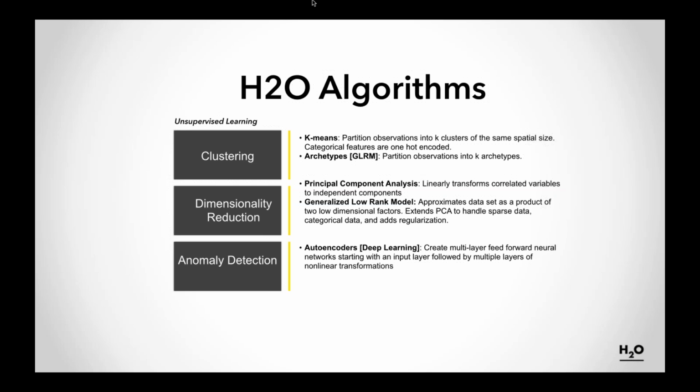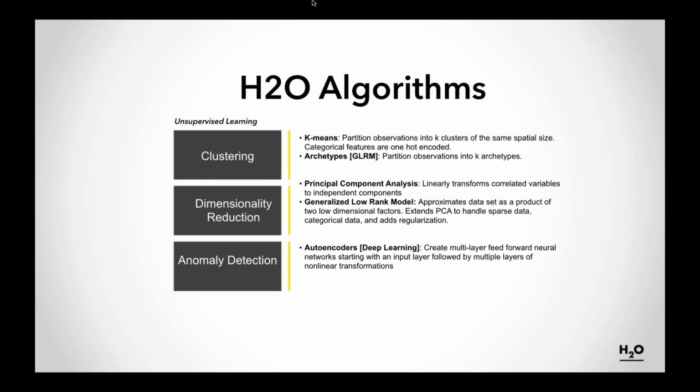We also have something that's not really available in any other platform called generalized low-rank models, or GLRM for short. And this is a general convex optimization method that could be used to do clustering and dimensionality reduction. You can use archetypes in GLRM to partition your data set into something that's similar to the k-means method. And you can also use it to reduce the dimensions of your data set.